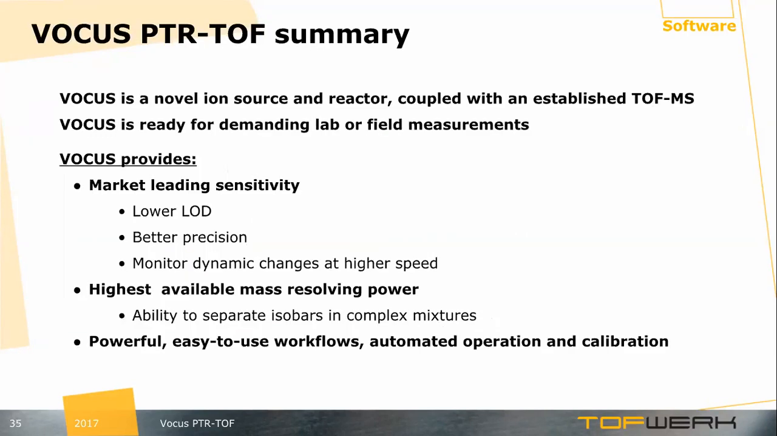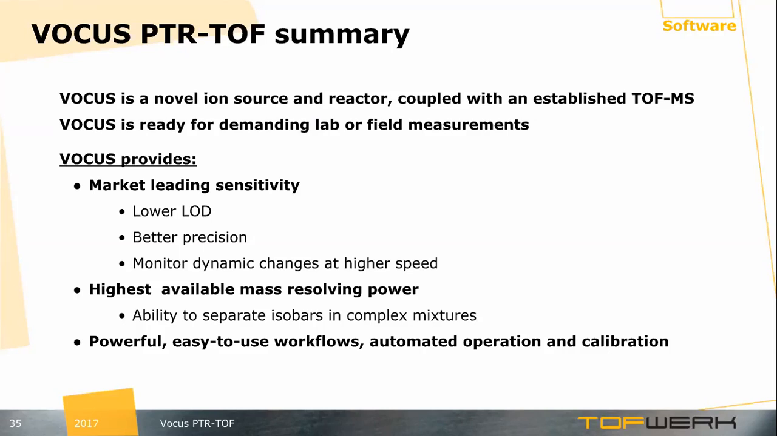So then just to summarize what I've showed you today. The Vocus itself is a novel ion source and reactor, which is coupled to an established, existing time of flight mass spectrometer from Tofware. The Vocus is equally suited to the lab or the field because the time of flight mass spectrometers we use are specifically designed for these different environments. And then what the Vocus can provide for your measurements is very high sensitivities, which mean better limits of detection, better precision, and higher speed when you're measuring low concentrations.